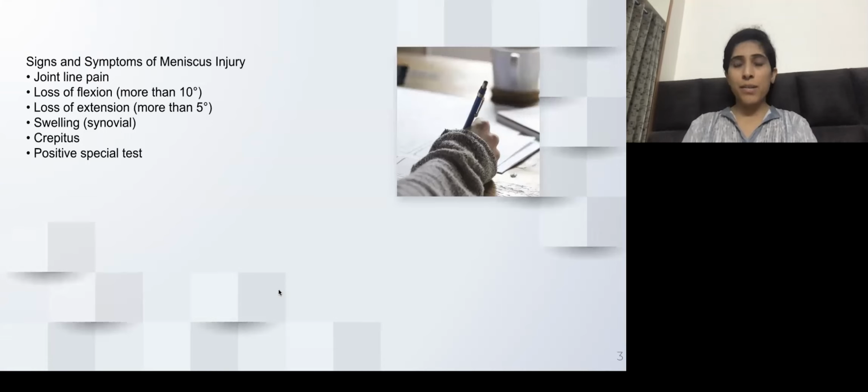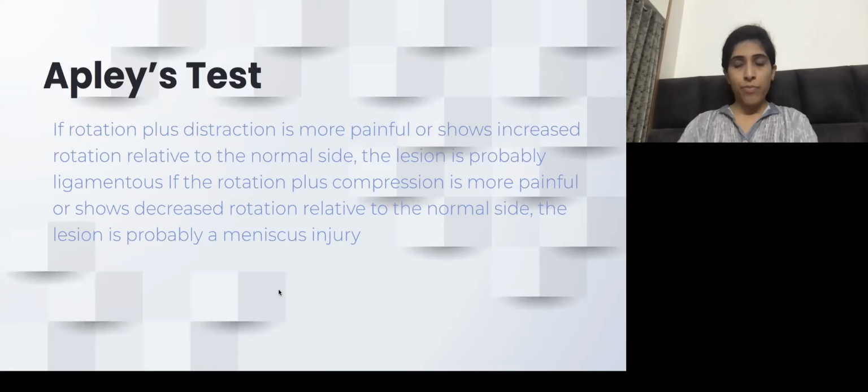So what are the signs and symptoms whenever the patient has a meniscal injury? The main one is joint line pain, then loss of flexion motion of more than 10 degrees, then loss of extension motion of more than 5 degrees. There will be swelling around the joint. Whenever we do the movement, we feel crepitations, and of course, along with this, our special tests come out positive. Now we'll see which special tests we use for meniscal injuries.